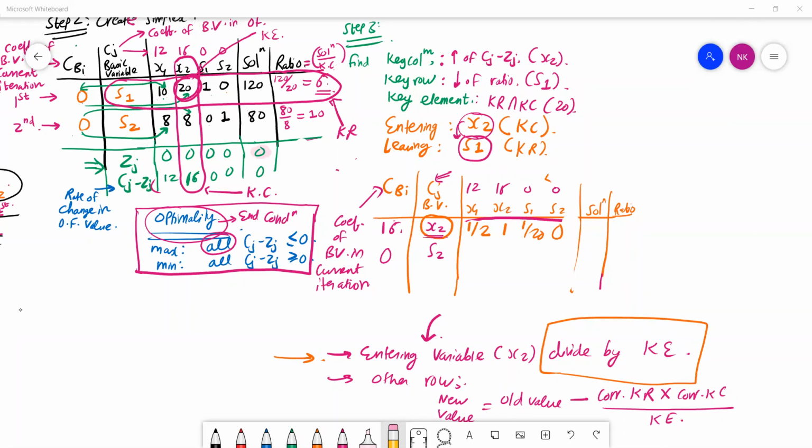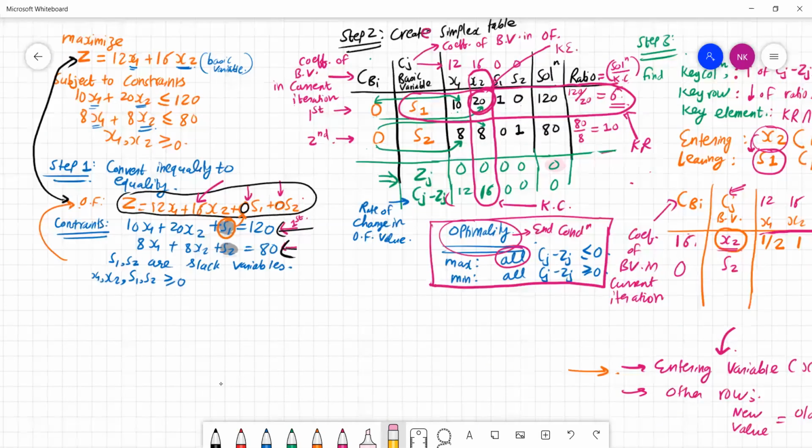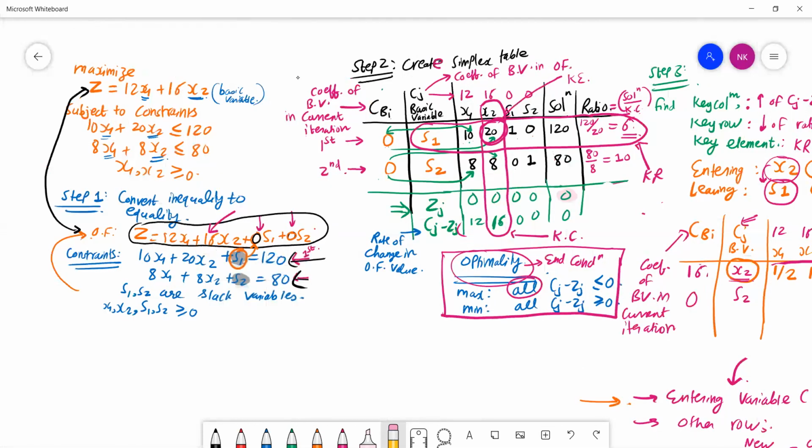What we have discussed is that in order to prevent the conversion of the inequality to equality directly, we have included the slack or the surplus variables, whatever this will be. So we have included the slack or the surplus variable as per the case, and with reference to that, we have tried to create the simplex table. Now, this is the simplex table that we have created.